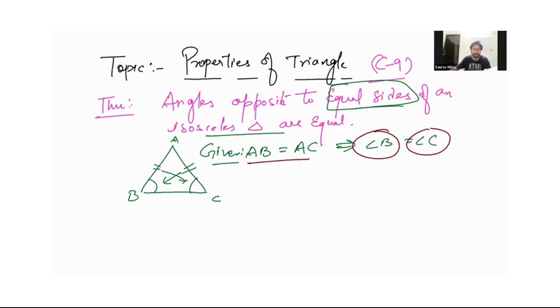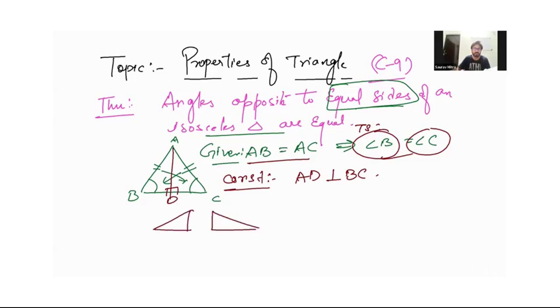What we will do, we will write the given, what is to show, and the construction. What is the construction? We construct AD perpendicular to BC. We will do the construction of AD perpendicular to BC.